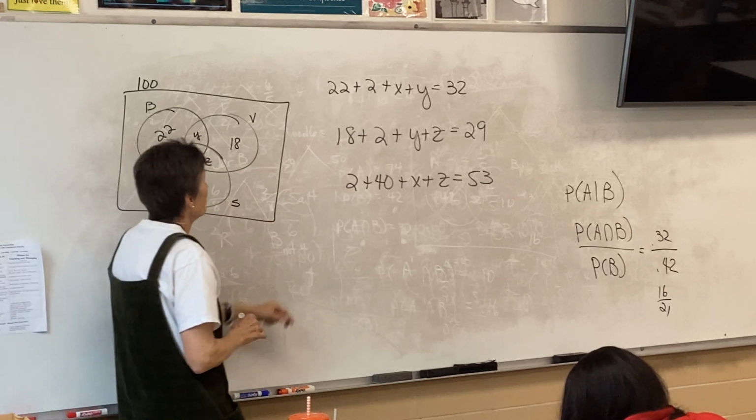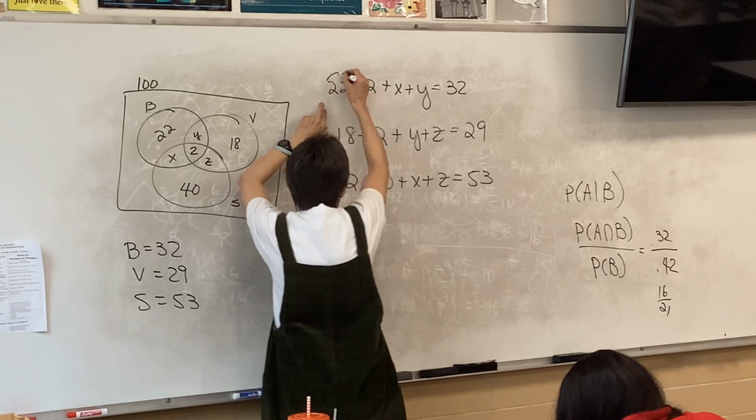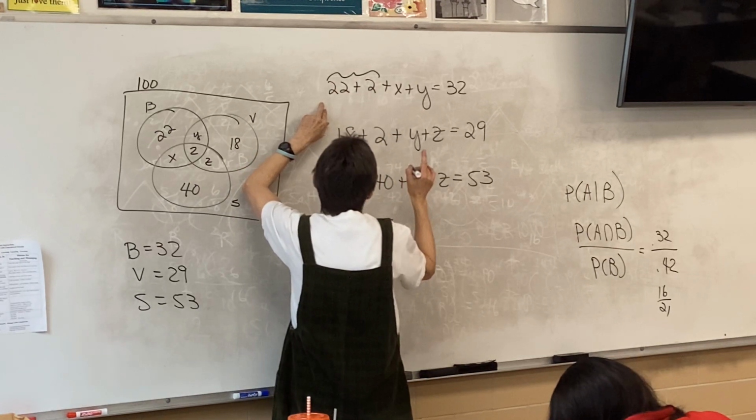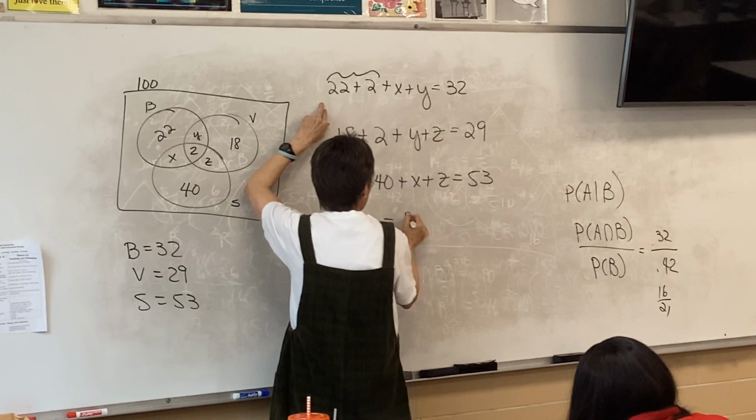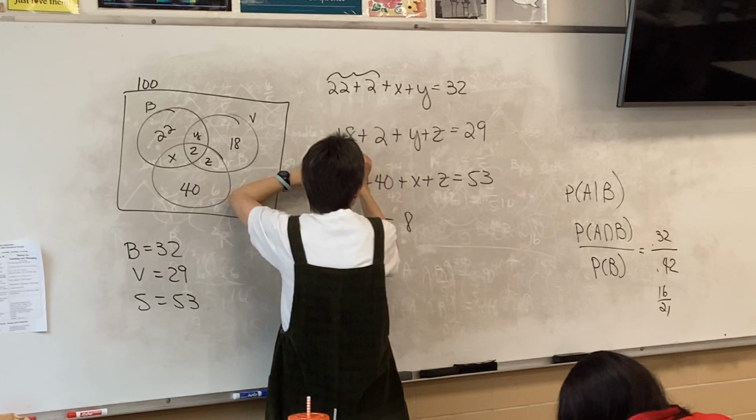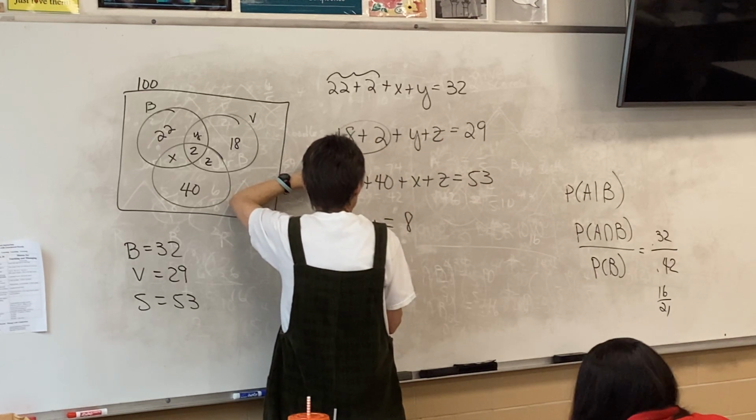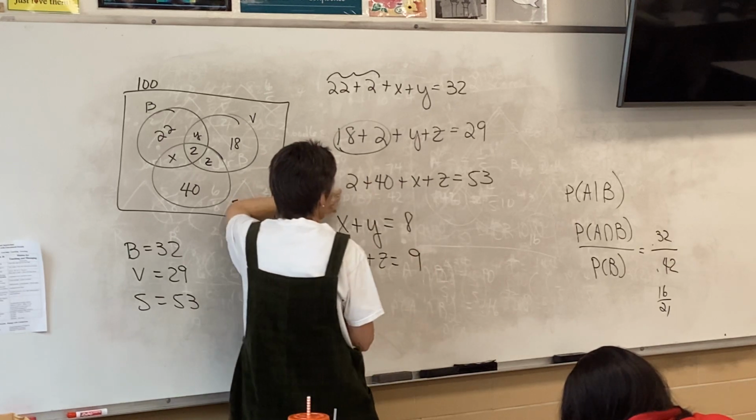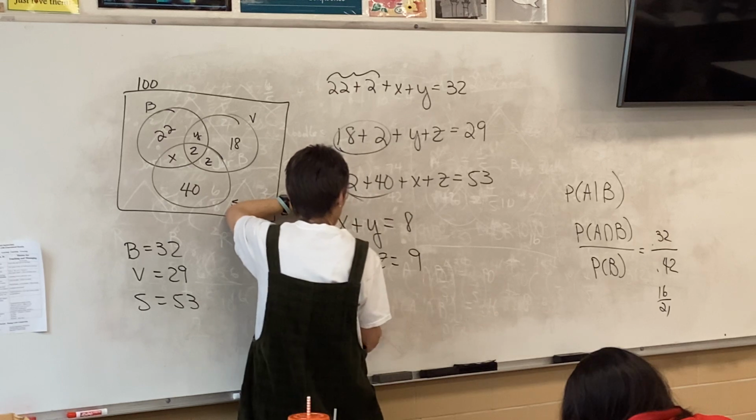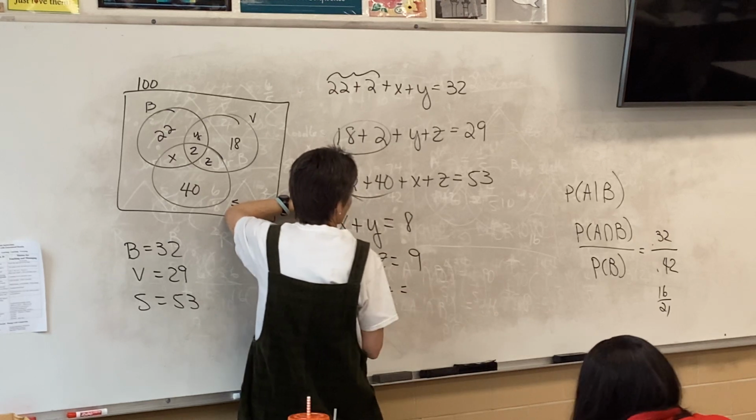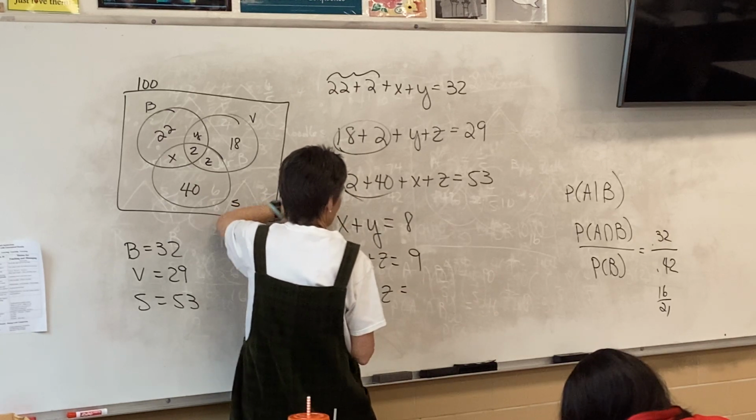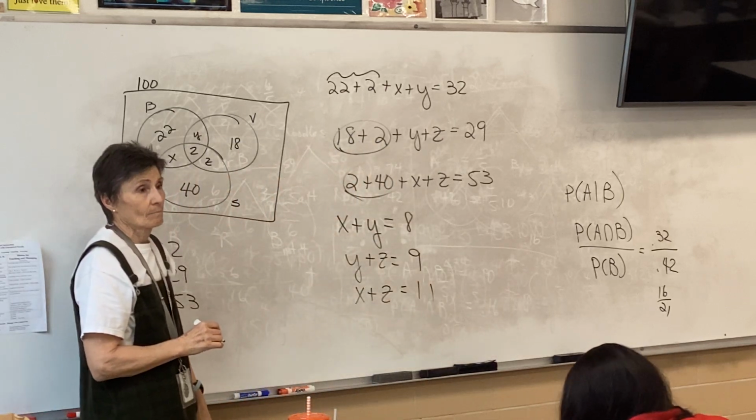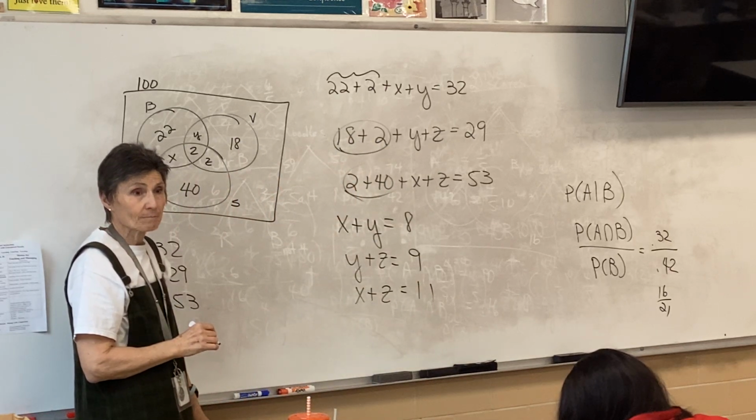All right, let's clean them up. So this makes 24, so X plus Y must equal 8. This makes 20, so Y plus Z must be 9. This makes 42, so X plus Z must be 11. Does that look all right?